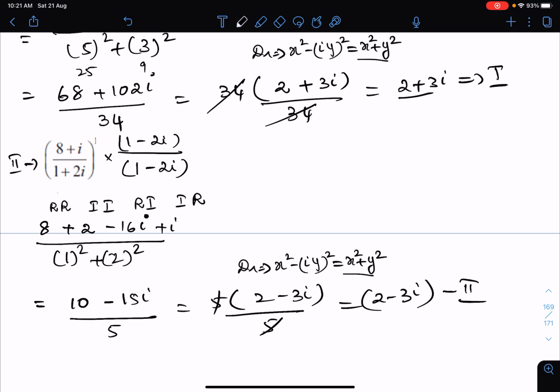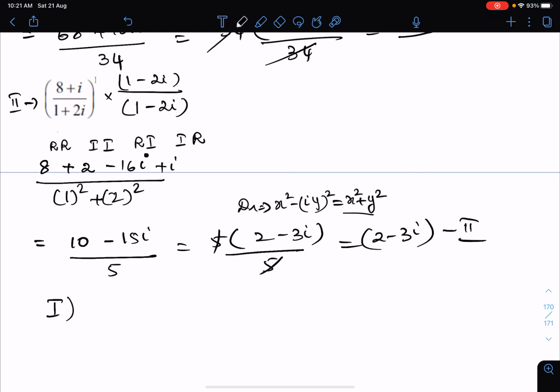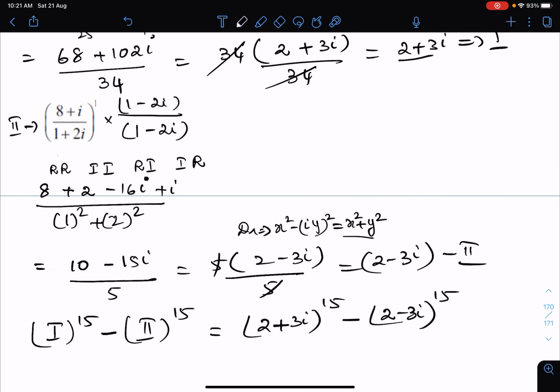Now we are going to apply it in the sum. What is the sum actually? 1 power 15 minus 2 power 15. This 1 is the first fraction and 2 is the second fraction. Here we have got the answer for 1 as 2 plus 3i, so it is 2 plus 3i the whole power 15 minus 2 minus 3i the whole power 15. So the sum reduces like this. Now we are going to use this rule.